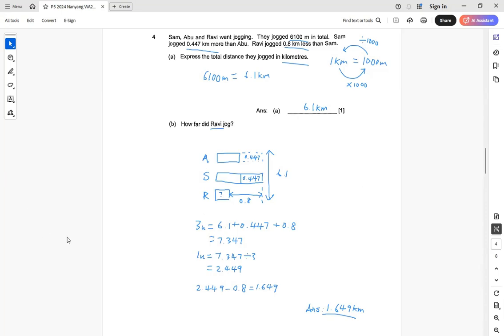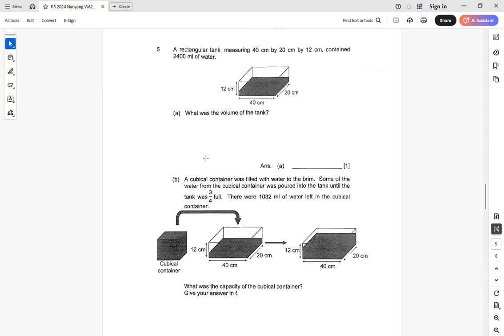Okay, so now let's move on to the next question. A rectangular tank measuring 40 cm by 20 cm by 12 cm contained 2,400 ml of water. So we do part A first. What was the volume of the tank? The volume is just asking for the whole tank itself, not the water inside. So for volume, it's just length times breadth times height. Pretty straightforward. I just take 40 times 20 times 12. You key this in your calculator, you will get the answer 9,600.